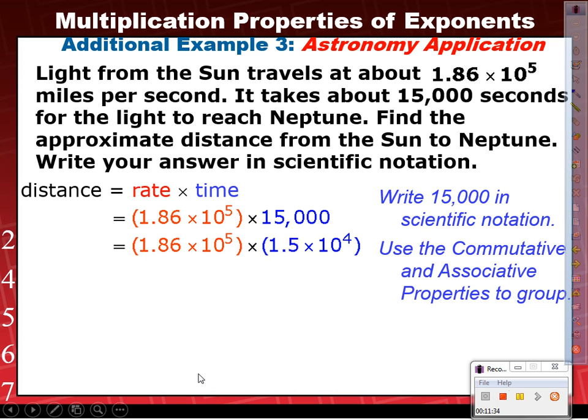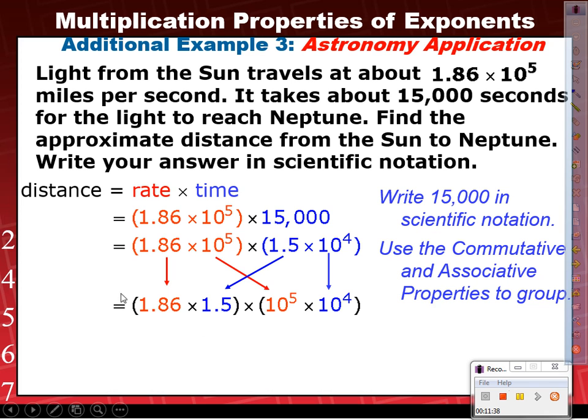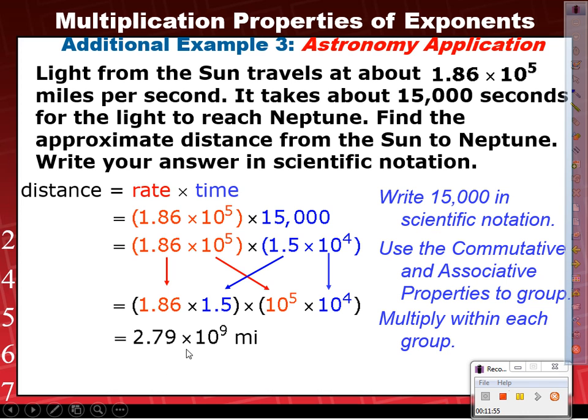So check this out. So what property do we use? Commutative and associative. That's when we group them. Are we there? And here all we have to do is multiply the decimals. You're good at that. And here if we use the product of powers property, what do we get here? 10 to the 9. So therefore we end up with 2.79 times 10 to the 9 miles. That's how long it's going to take to get to Neptune. Are we there? Questions, comments, autographs?